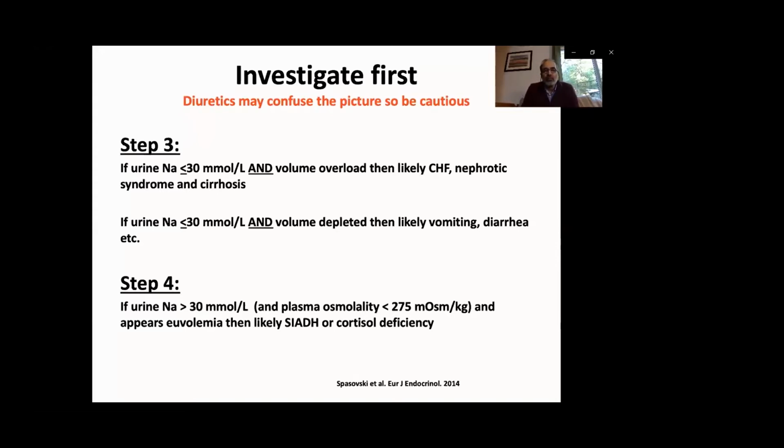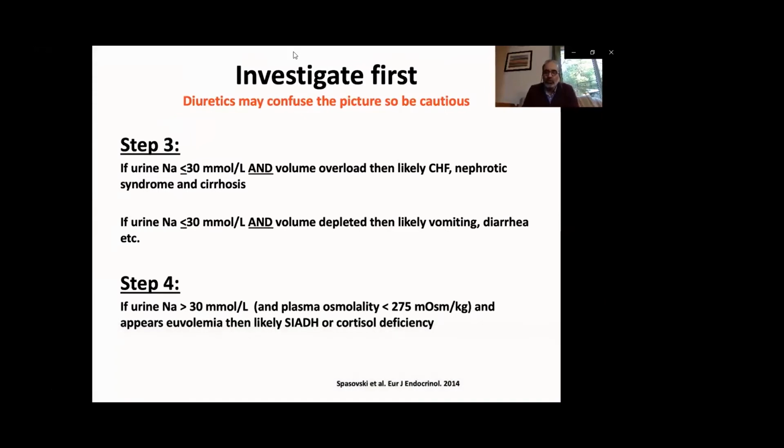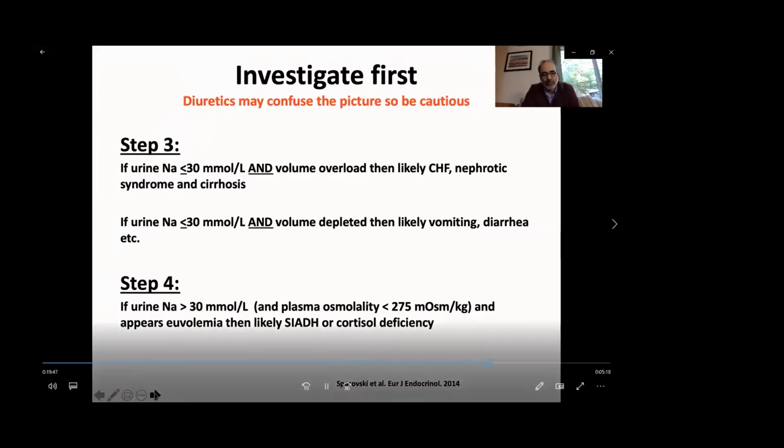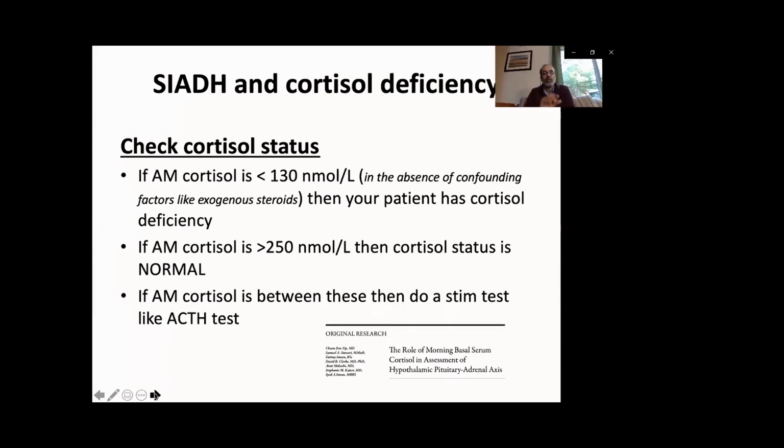If urine sodium is more than 30 and the patient appears euvolemic, and in most cases plasma osmolality is low, typically less than 275, then you have two possibilities. Either most likely SIADH, or in rare circumstances, cortisol deficiency. So now we have ruled out all the others, and we are coming down to SIADH. Remember, SIADH is a diagnosis of exclusion. Cortisol you can very quickly exclude.